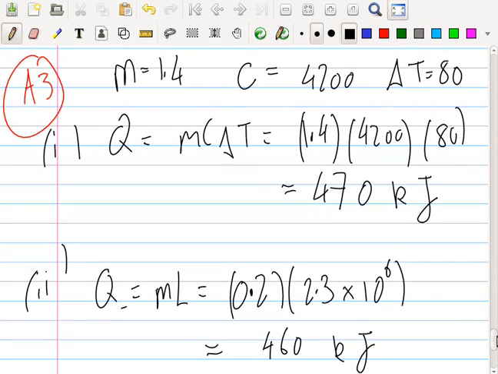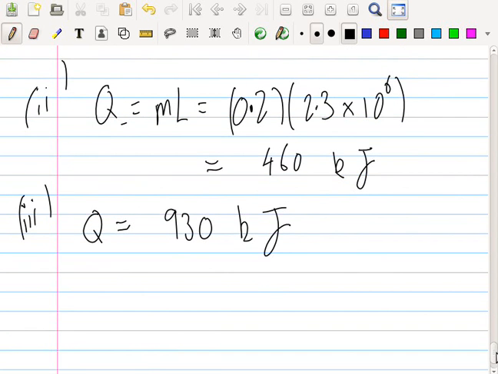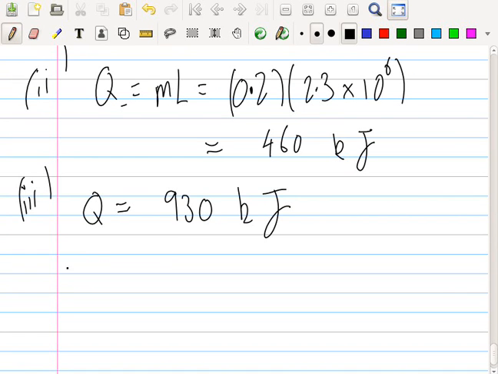Okay. Happy with that? Now, what is part 3? He wants to know how long it would take to do this if the kettle is 2.5 kilowatts. So firstly, we need to know what the total energy is. So just adding these together, you get 930. Now, what's the formula for power?